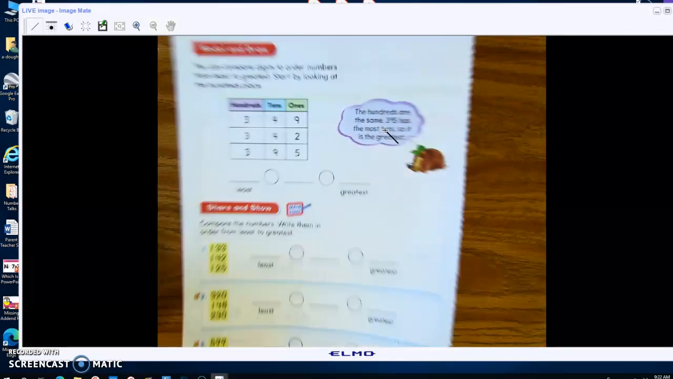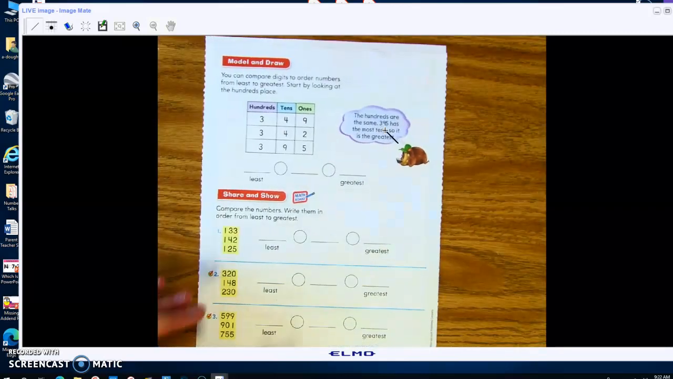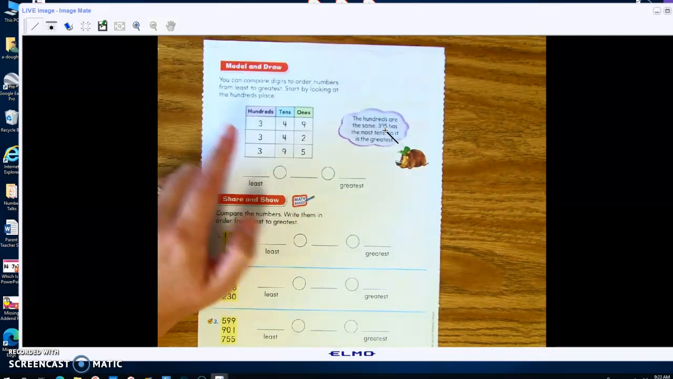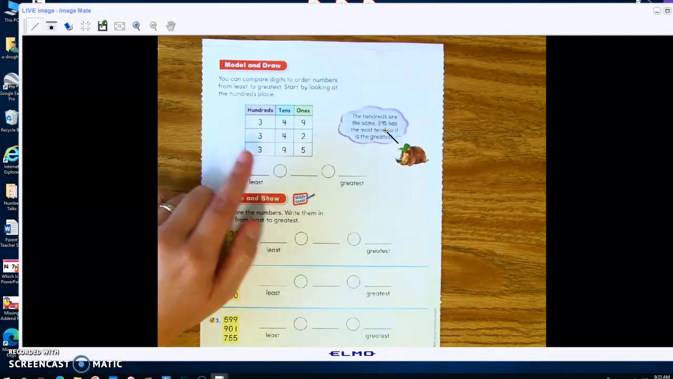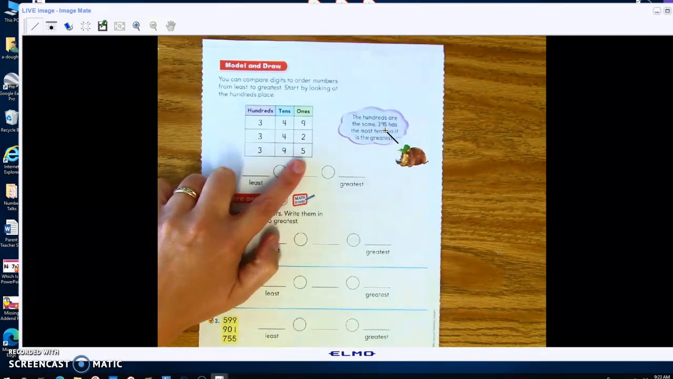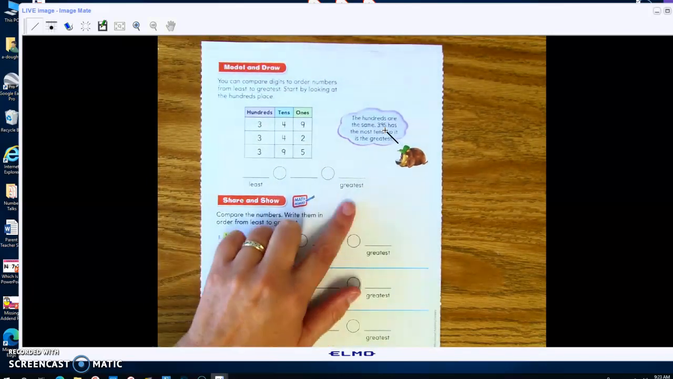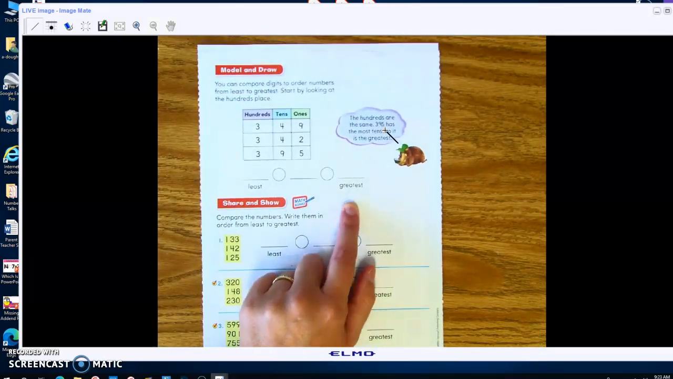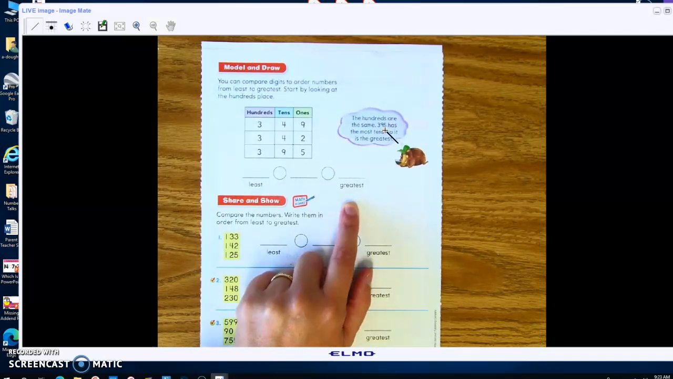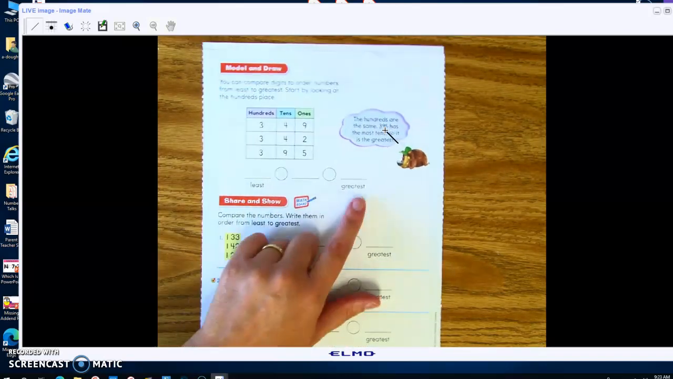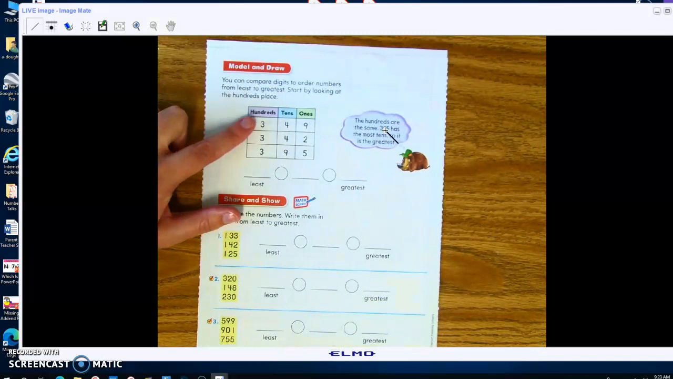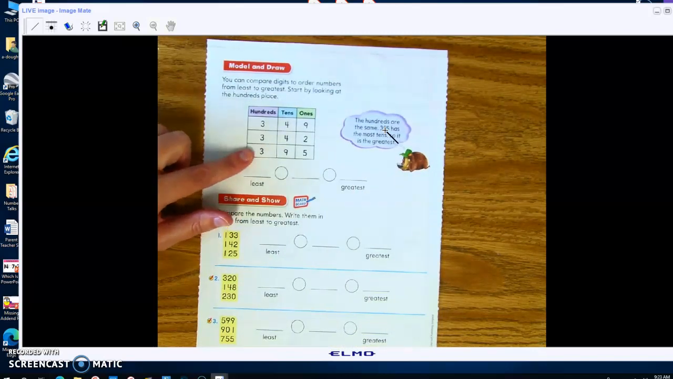I gotta move on. Okay, so now I have 3 numbers here. I have 349, 342, and 395. And we're going to put them from least to greatest. So now we're going to put them in order. So I got to decide which of these 3 numbers are the least or the smallest.